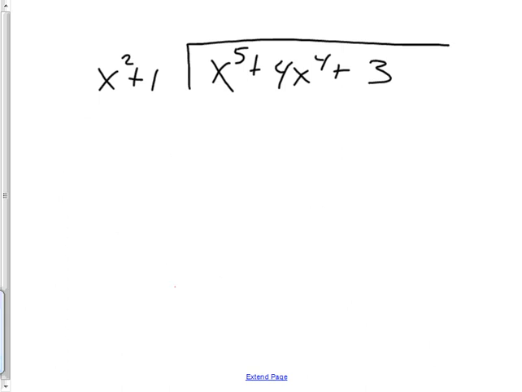I wish I could say that from now on you'll only use synthetic. You can whenever you can. So in other words, if there's a problem that synthetic will work on, do it. It'll be faster. But there's problems like this, where does x squared plus 1 go into x to the 5th plus 4x to the 4th plus 3? All right, try this with long division and find out if it works or not.